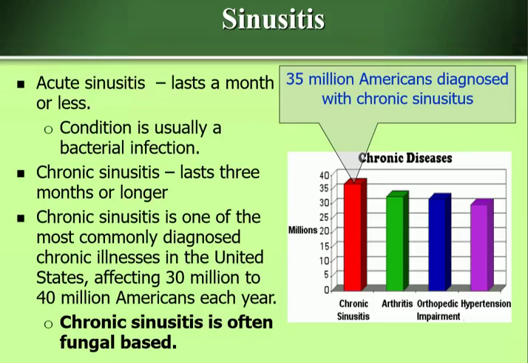Sinusitis. Acute sinusitis lasts a month or less. The condition is usually a bacterial infection. Chronic sinusitis lasts 3 months or longer. Chronic sinusitis is one of the most commonly diagnosed chronic illnesses in the United States, affecting 30 million to 40 million Americans each year. Chronic sinusitis is often fungal-based.